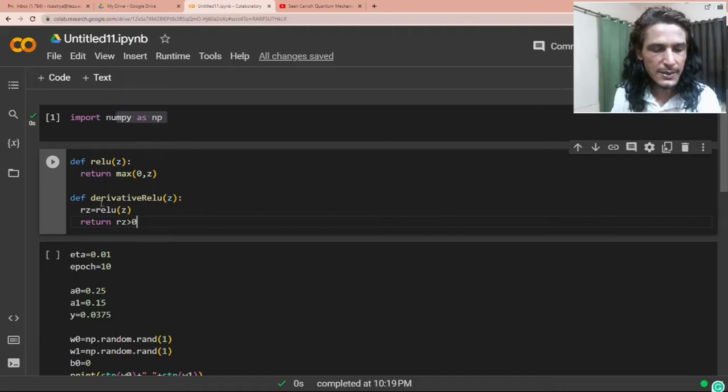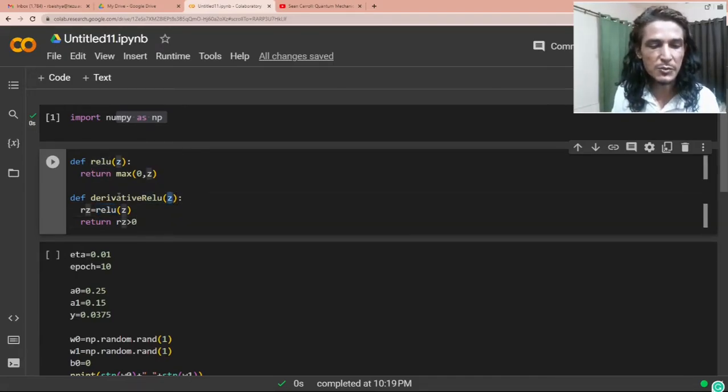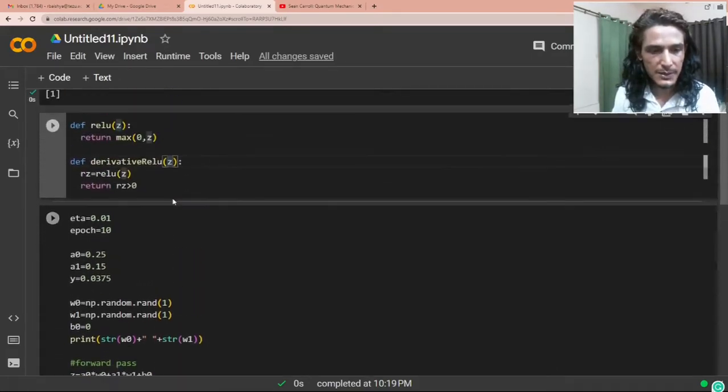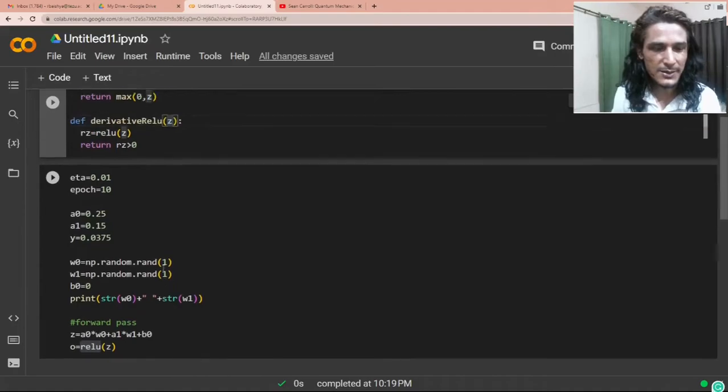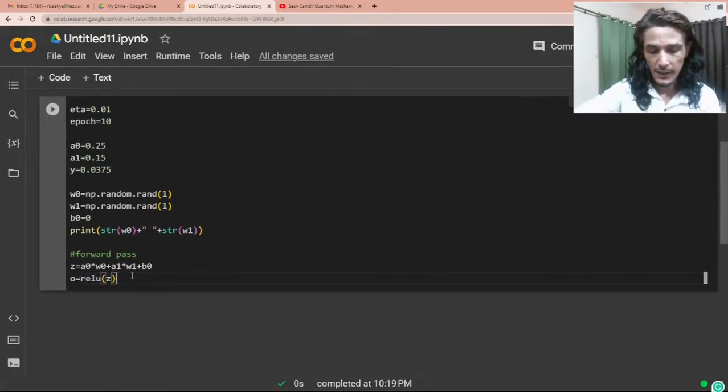But the thing is that here I'm calling this ReLU again, because I'm assuming that the derivative of ReLU takes g as the input, but we can do better than that. Just keep that in mind. In a moment I'll be updating that. Okay, now we have O equal to ReLU of g, and the output we have computed here.